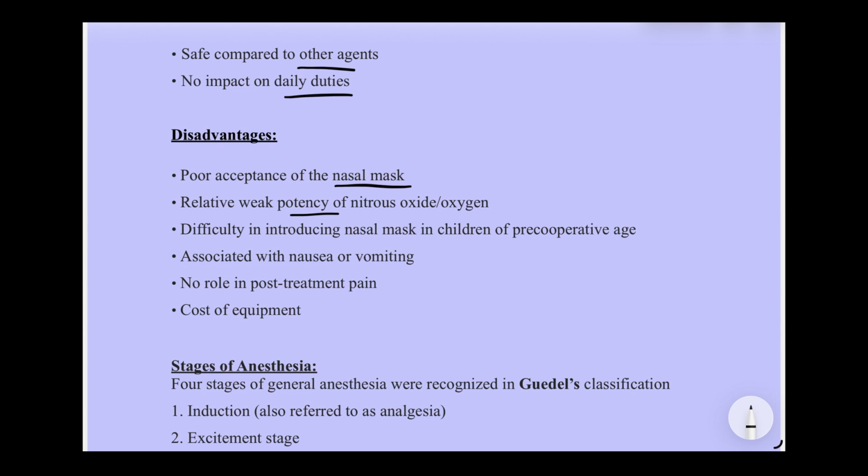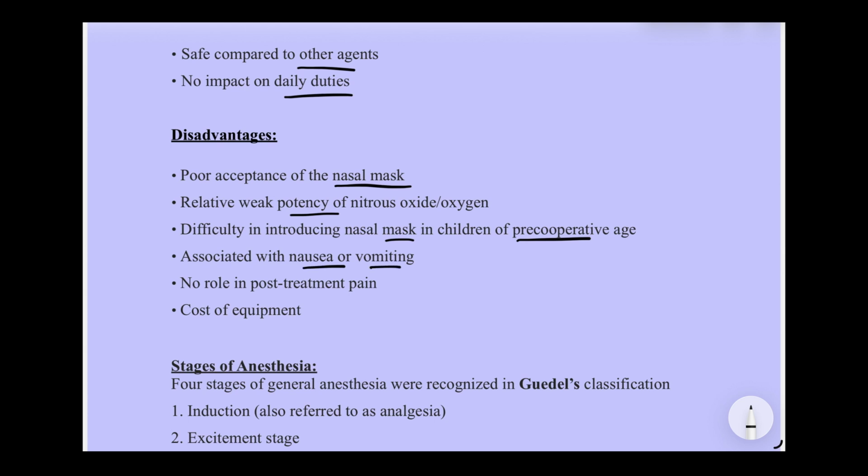Difficulty in introducing the nasal mask in children of the precooperative stage. Children who are less than 3 years old usually do not have the cognitive ability developed enough to understand the use of the nasal mask. Hence, they may not allow the mask to be used, because of which nitrous oxide sedation has a smaller role in children who are less than 3 years old.